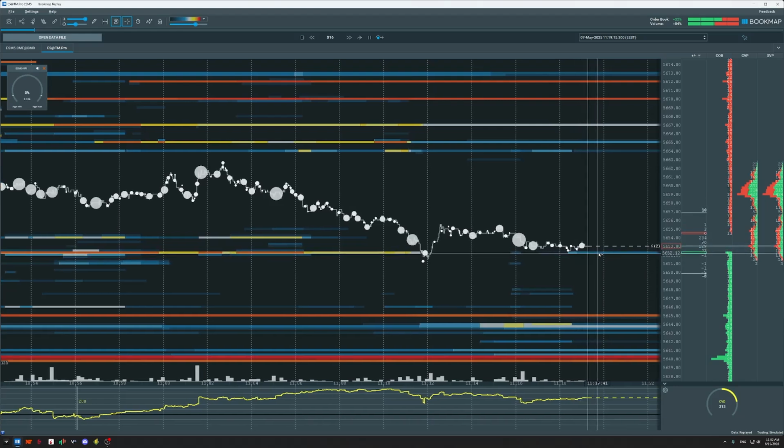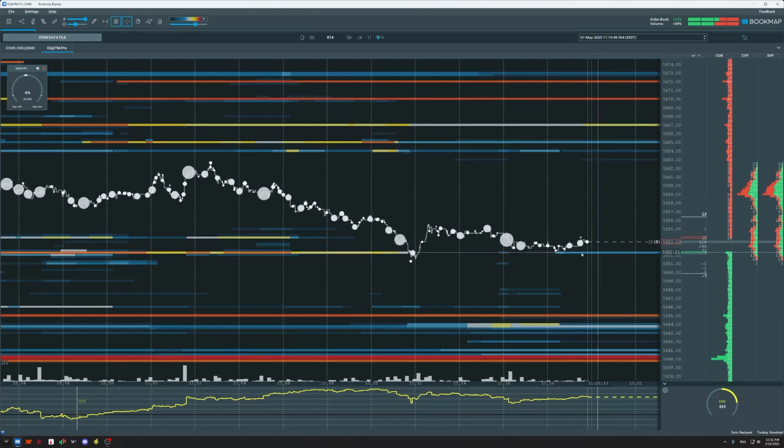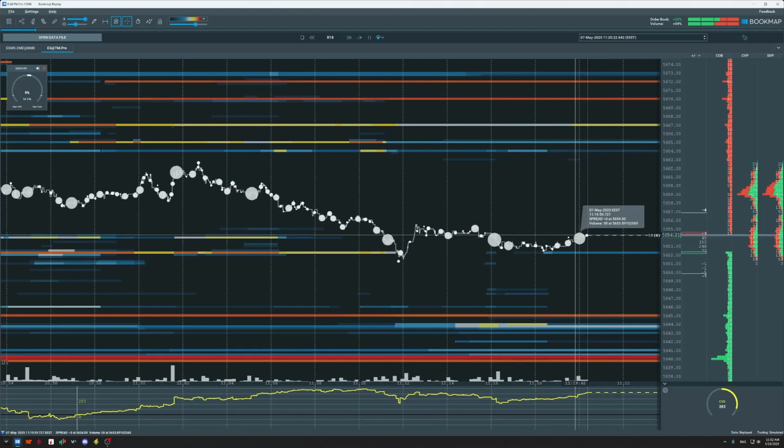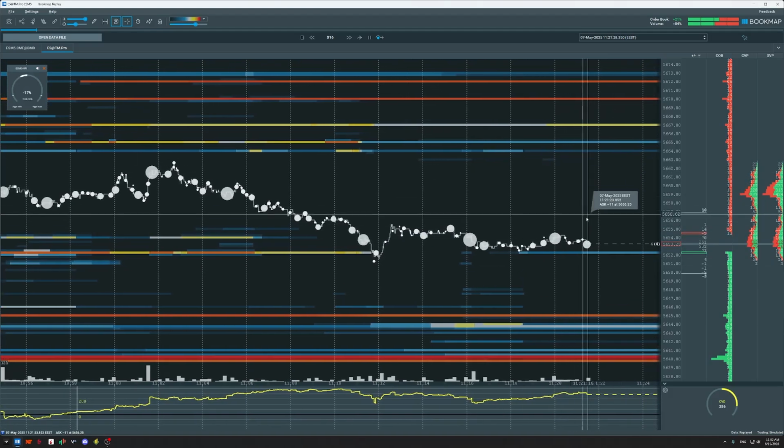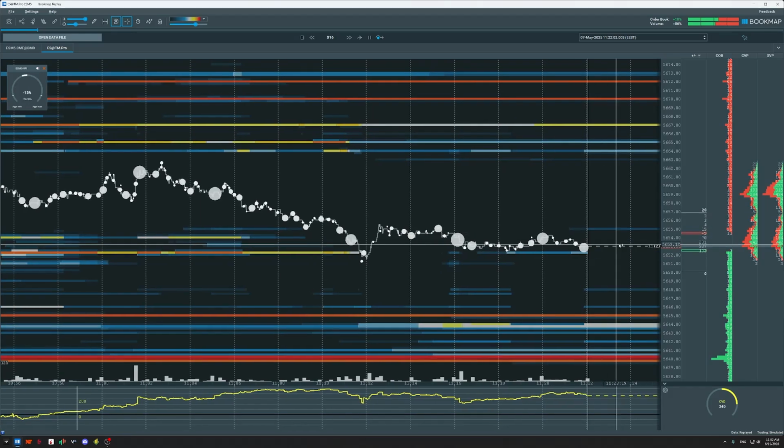Bouncing off this support. Now this could be a long for you, definitely using this as a stop. There is some absorption, so it's not a clear long. You'd ideally want to see more.